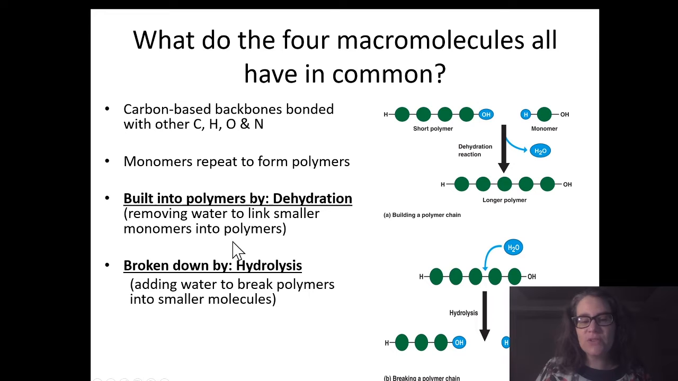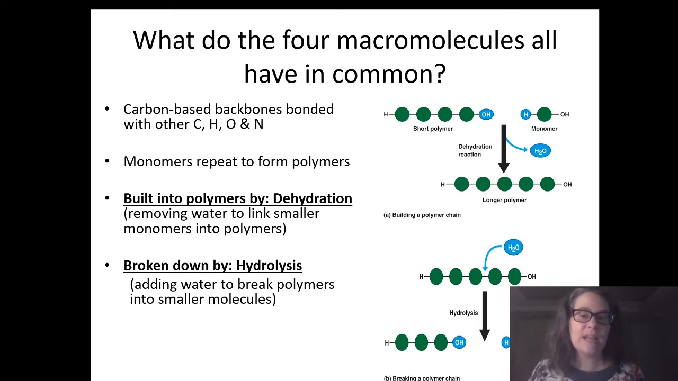And then we also break down the four macromolecules using a process called hydrolysis. And hydrolysis, again, is naming what it is doing. Hydro means water, lysis means to break. So in this particular reaction, we are actually adding water across a bond. We're going to add an OH and an H group, and then we're going to break a polymer, a big, large structure, into simpler monomer pieces. So all four macromolecules use these reactions to either build them into polymers or break them down into monomers.